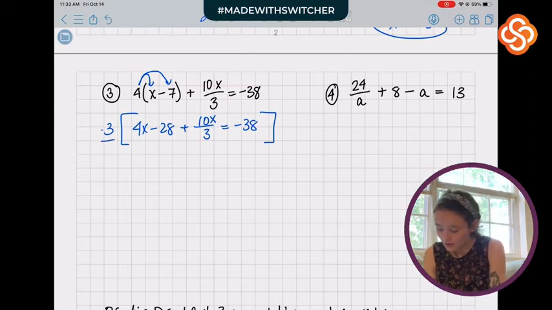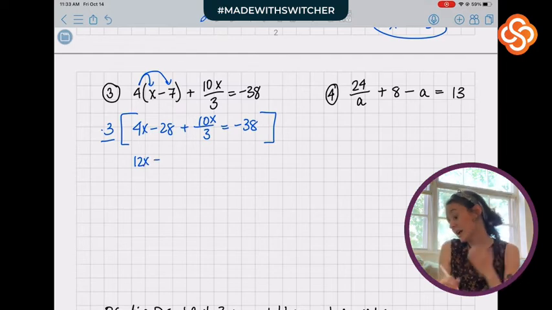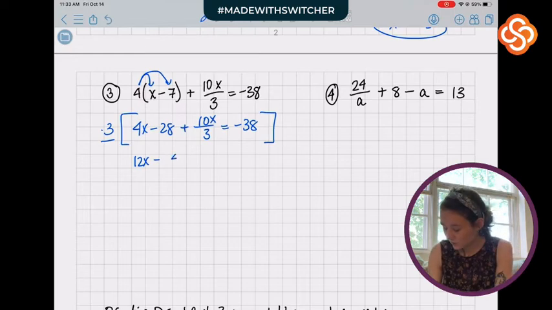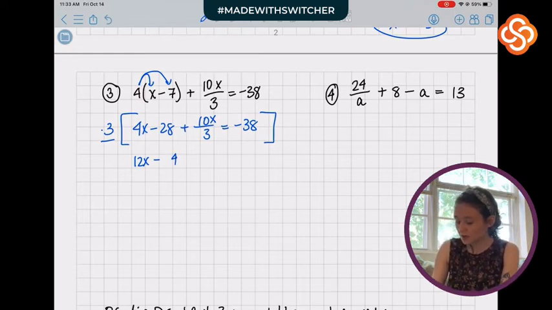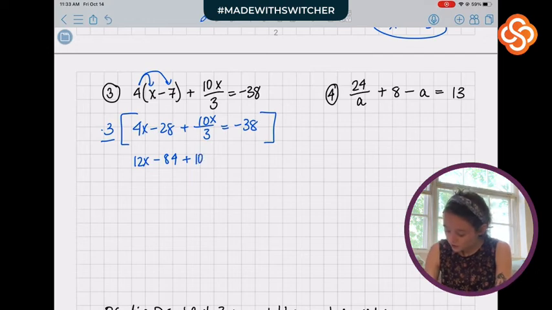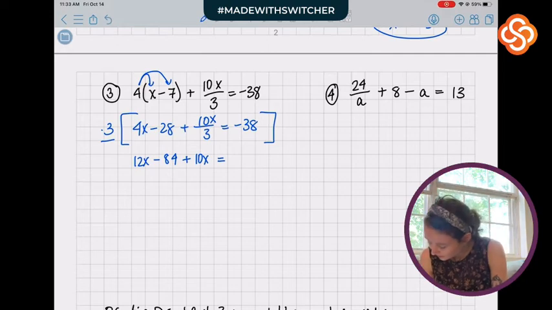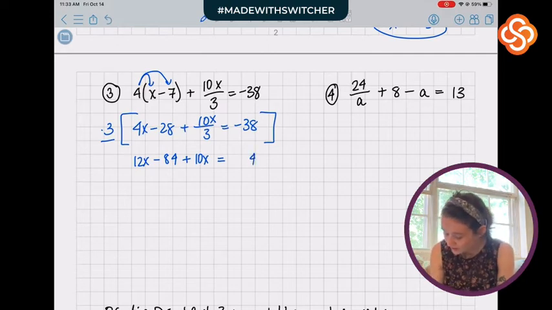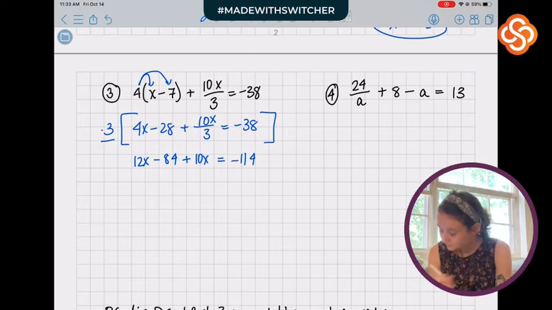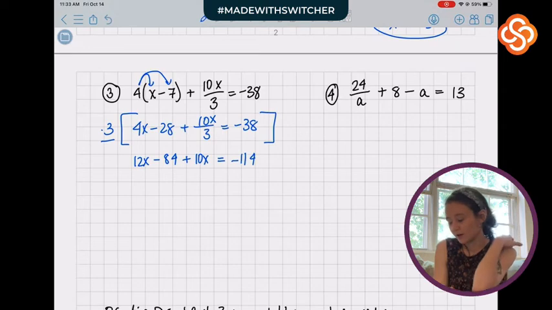So I'm going to go ahead and multiply the 4x by 3. That's going to be 12x. I'm going to go ahead and multiply 28 by 3, which is going to give me, I'm going to go with 3 times 8 is 24. 3 times 2 is 6, plus 2 is 84. Now, the 3 and the 3 will cancel. So it's just going to be 10x is equal to negative 3 times 38. So 3 times 8 again is 24. 3 times 3 is 9, 10, 11. Okay, so you can use your calculator for that, right?